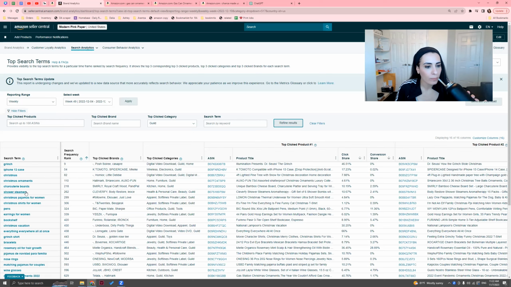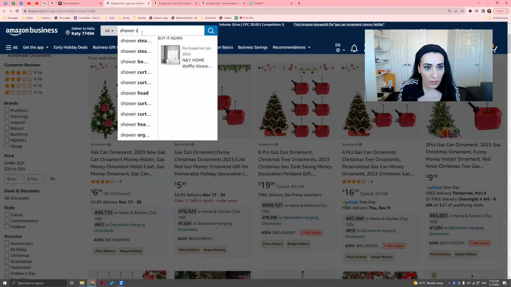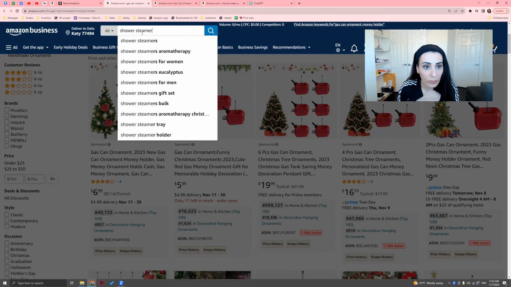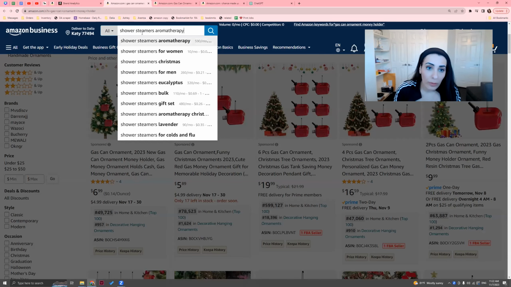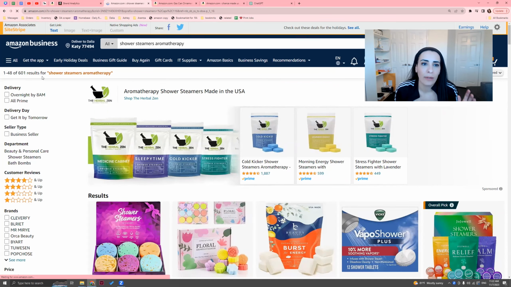Shower steamers. If you're in the bath and body arena, I would see steamers. It's quite a bit that comes up. Wow. Holy smokes. You guys see that? So much. And so essentially, if I was like, oh, I sell bath bombs, I'll sell shower steamers, which essentially is the same thing, I assume. But just shaped differently. I don't even know. Packaged differently. You'd have to, okay.